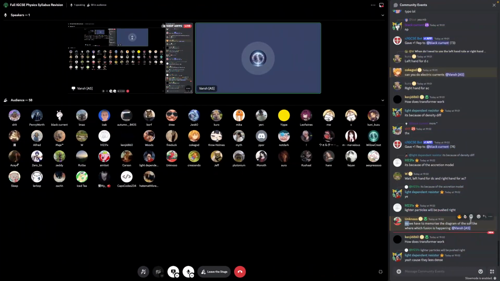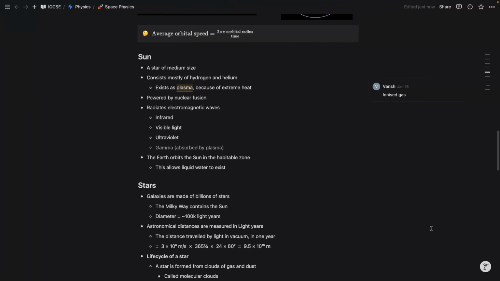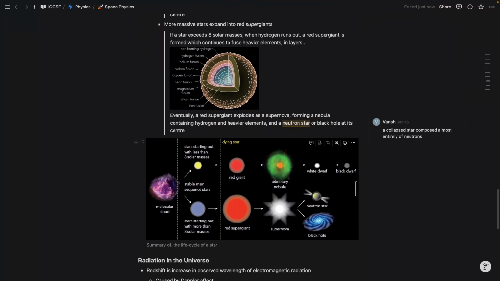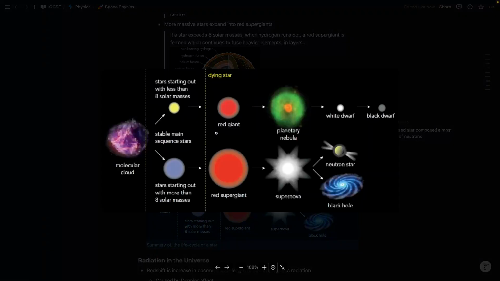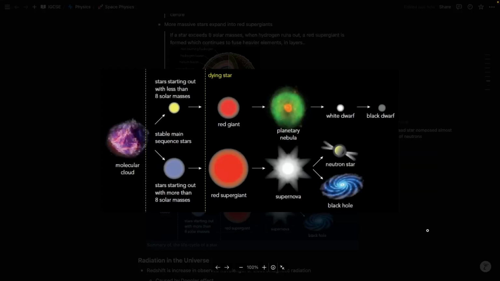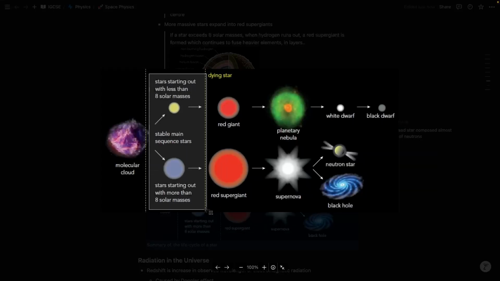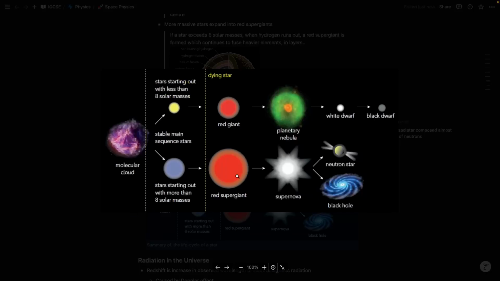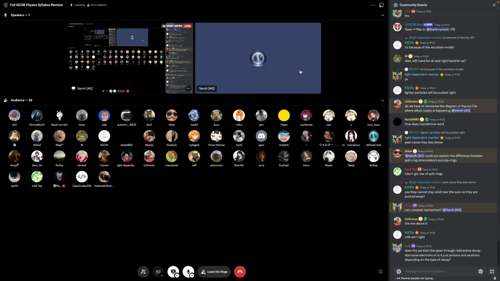They have to memorize the diagram of the sun when the fusion is happening. If you're talking about this diagram, yes you do. This is the possibility of a life cycle of a star depending on the mass of the star. You have to remember all of these steps, the phases, what causes all of this. Yes you do.